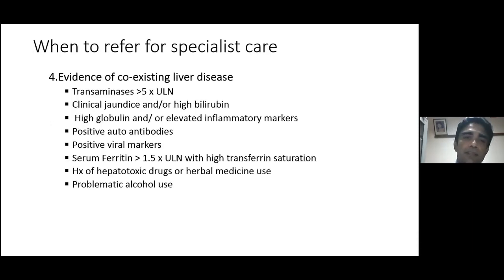And evidence of coexisting liver disease: transaminases more than 5 times the upper limit of normal. Even though the patient has non-alcoholic fatty liver on ultrasonography, if transaminases are more than 5 times the upper limit of normal, it is unlikely to be due to steatohepatitis. So please refer the patient to specialist care. Clinical jaundice or high bilirubin, high globulin or elevated inflammatory markers suggest an autoimmune etiology. Positive autoantibodies, positive viral markers, serum ferritin more than 1.5 times the upper limit of normal with high transferrin saturation, history of hepatotoxic drugs or herbal medicine use, and problematic alcohol use. All these are indications for specialist care.